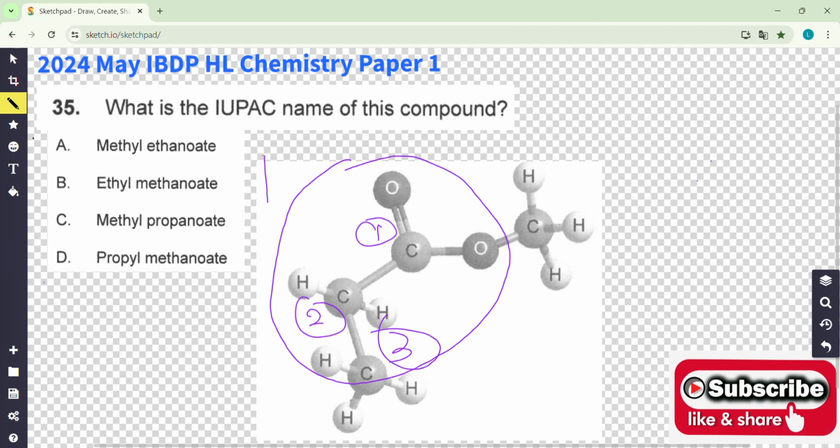It comes from propanoic acid. So you think about propanoic acid. It comes from propanoic acid. What about the right-hand side? Just one carbon. It is methanol.